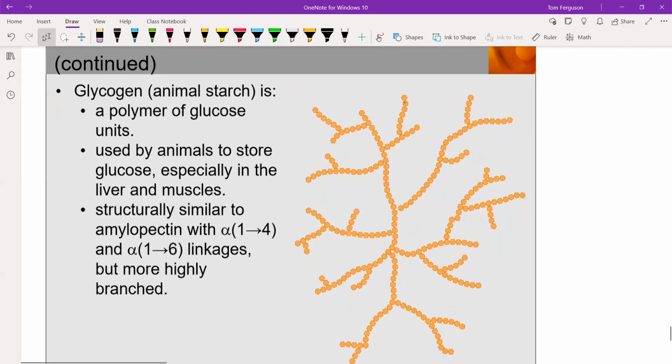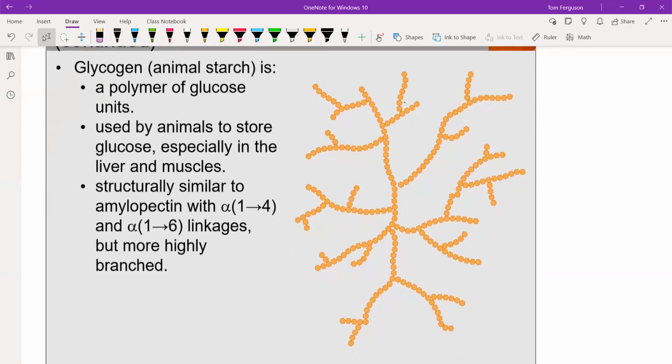Glycogen is a close relative of amylopectin, has more branching, and usually that's the animal starch. Glycogen is a place where our bodies can store energy, and we can store up glucose, and it's stored in both liver and muscles.